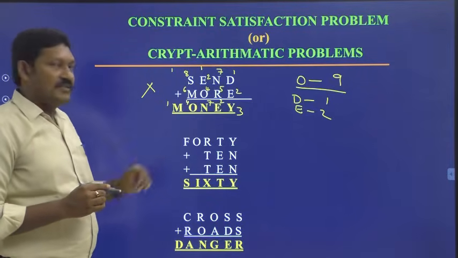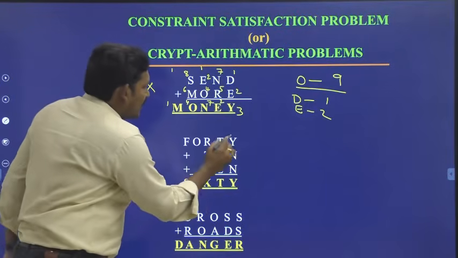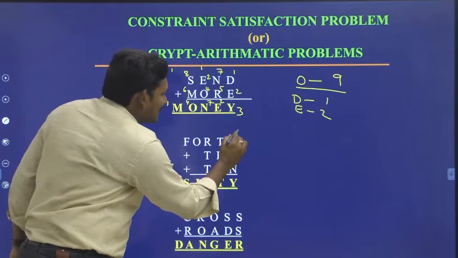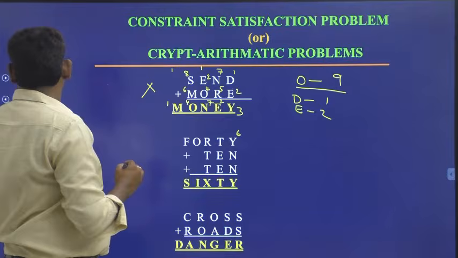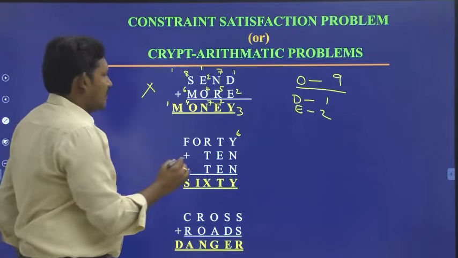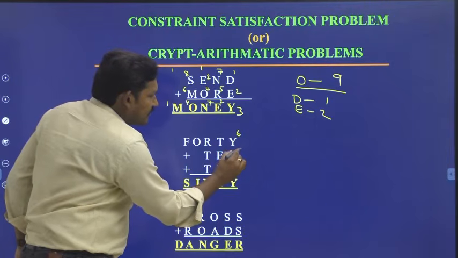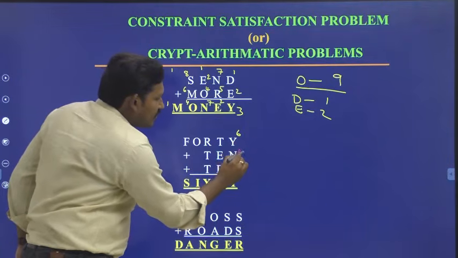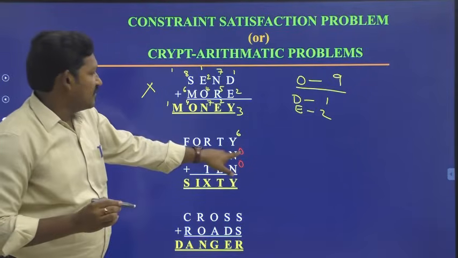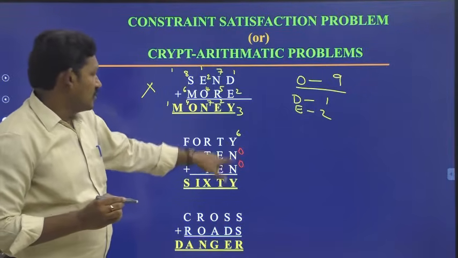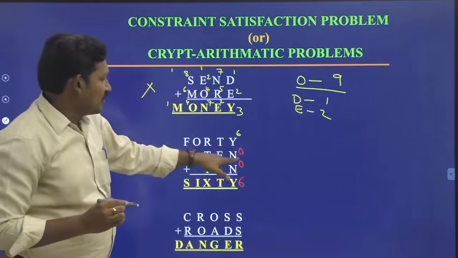Now let us go for the second one. Let us suppose I have assumed the Y value as 6. So this time we will go for another. Now the value of N is, let us suppose, 0. This is also 0. Because if we assume this as 0, this will also be 0. So the total we will get is 6. So 6 plus 0 is 6.